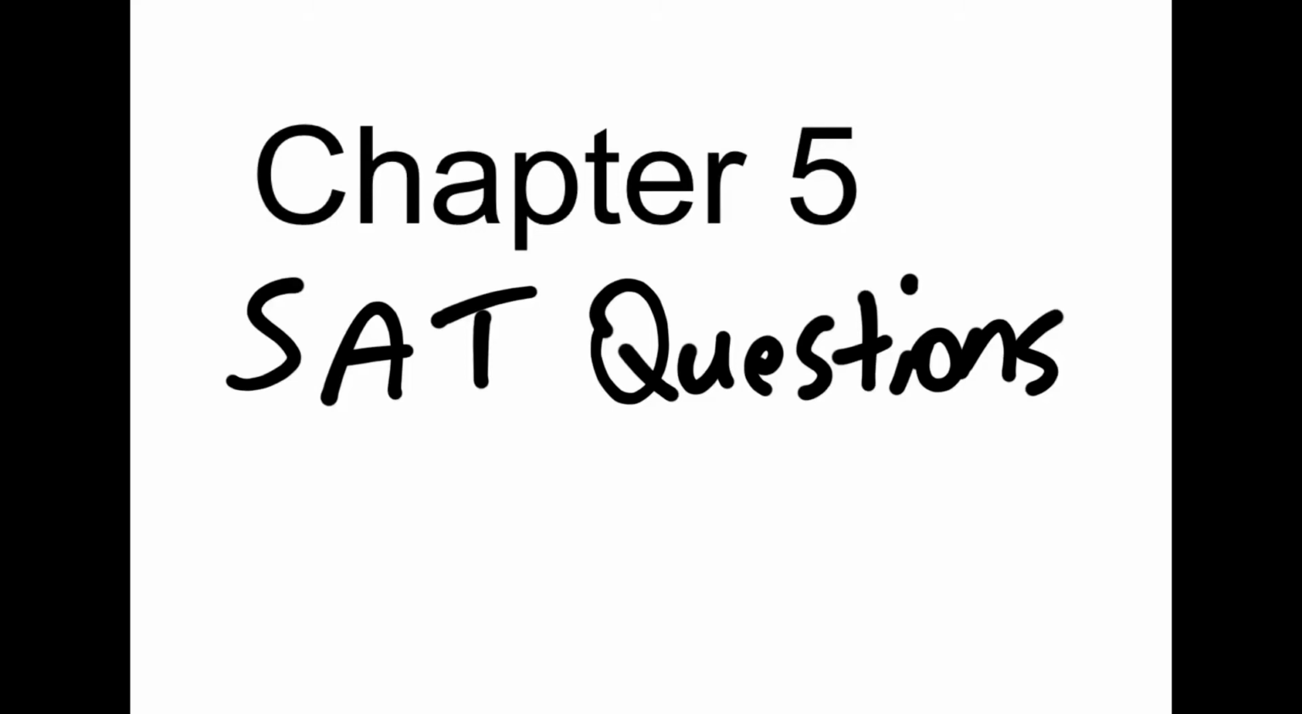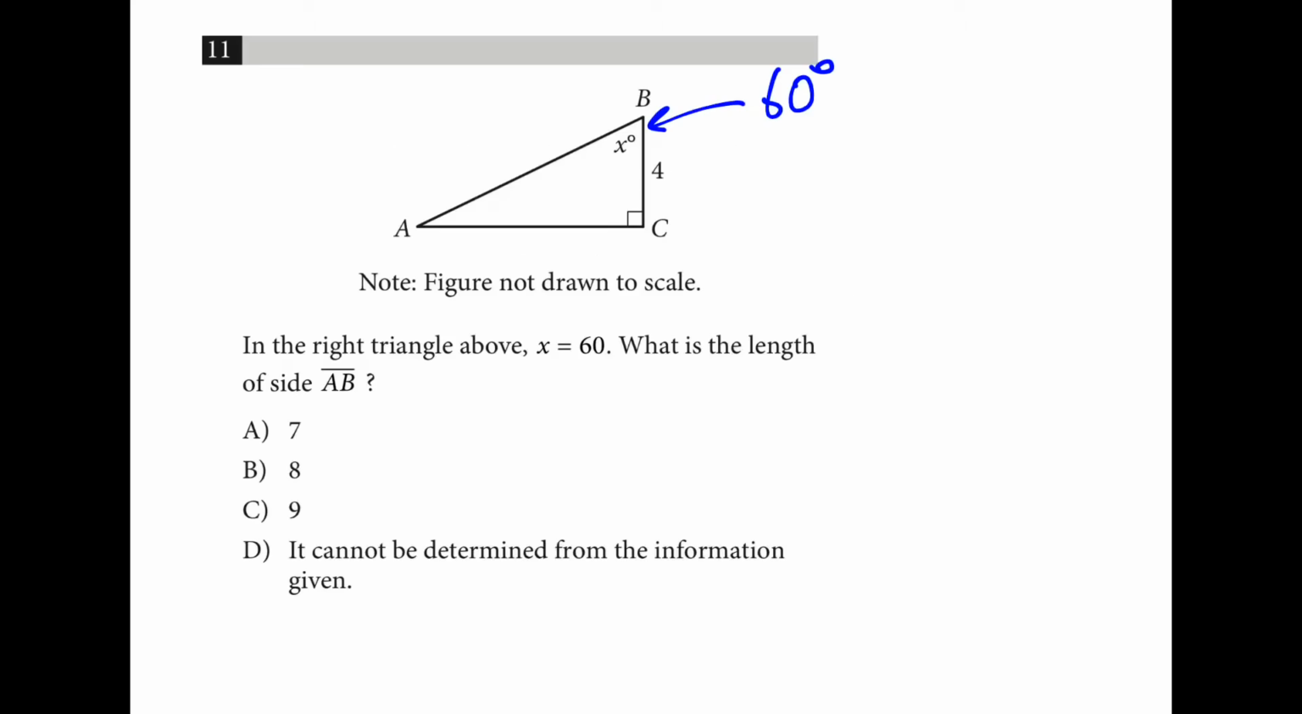In this video, we'll go over about 10 SAT questions that we covered in Chapter 5. They tell us that this angle is 60 degrees, which means this one is 30. So we're looking at a 30, 60, 90 triangle. The side across from 30 is 4.